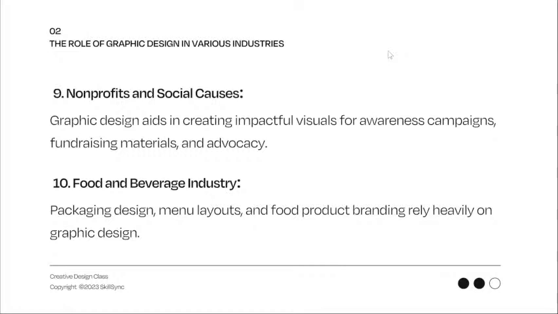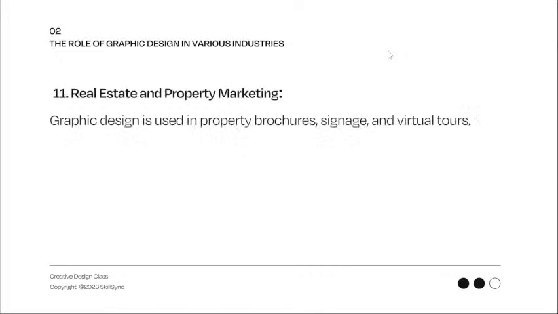And then we also come to the food and beverage industry. We realize that we have a vast number of industries. We can't talk about all of them, but let's talk about a few and then we continue. When it comes to the food and beverage industry, we talk about packaging design. So when you go and buy KFC, the packaging was designed by a graphic designer. The menu layout when you go to a restaurant and the food product branding rely heavily on the graphic designer.